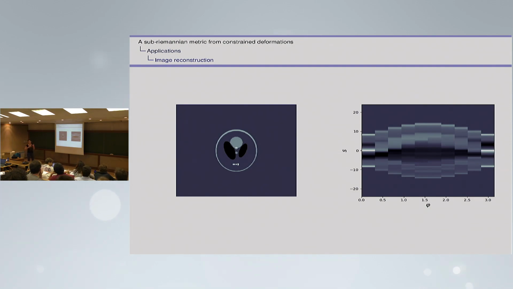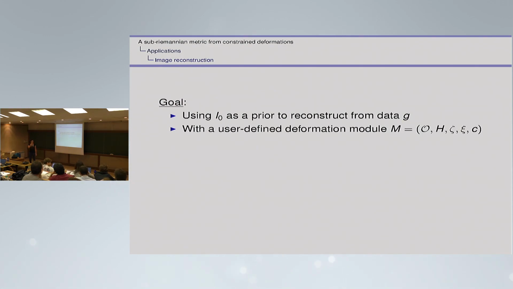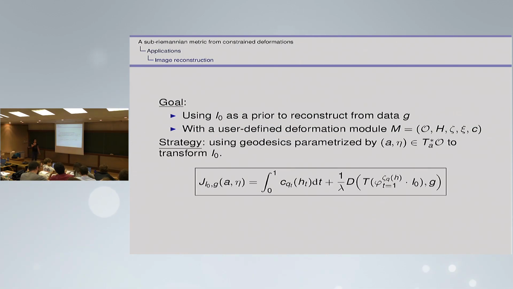And here I will add an additional prior. I will assume that I have an idea of how I can move this image. So I will use a template image I0 as a prior to reconstruct from data, and I suppose that I know a deformation module that can transform I0. Then I will try to find the best geodesic parameterized by M, not the product space, but only M, so that I minimize this functional, which is a cost term, the energy, how much it costs to transform my image, and a data attachment term, which will compare.